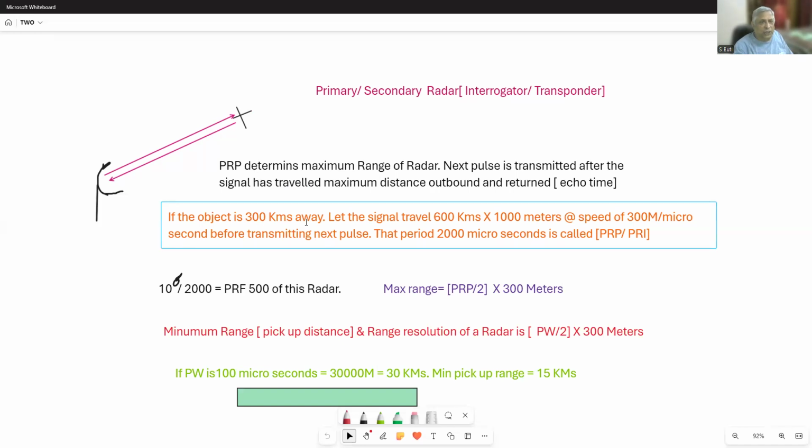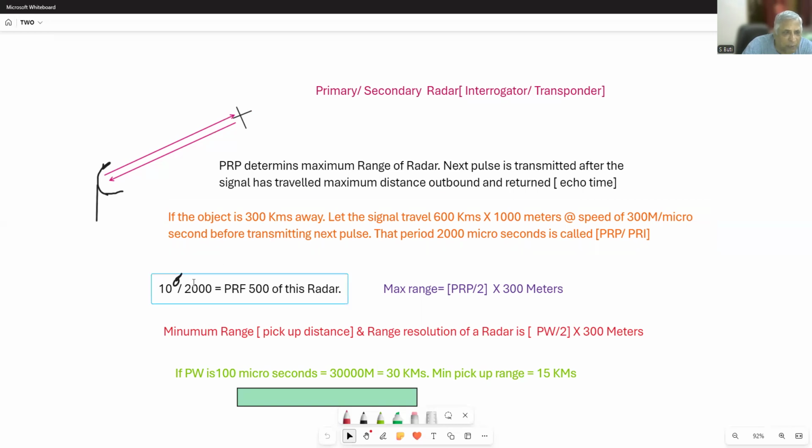Now, if the object is 300 kilometers away, our PRP or waiting time should be such that the signal can travel 300 plus 300, 600 kilometers. In meters, 600,000 divided by the speed of 300 meters per microsecond will give you a time of 2000 microseconds in this particular case, and that is known as PRP. And 10 to the power 6 divided by 2000 will give you the PRF of this radar, 500. If you know the PRF, 10 to the power 6 divided by PRF will give you the PRP.